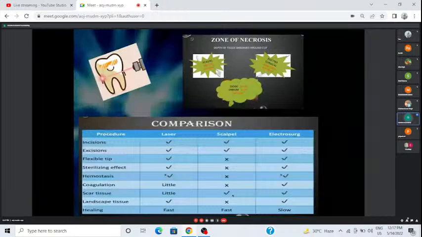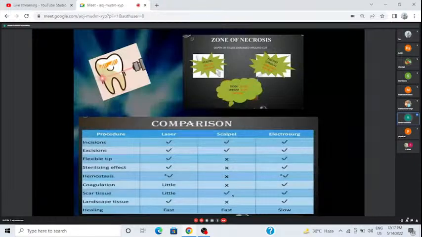Okay? So now, if we compare this laser with another procedure or another gadget which we use in our practice, electrosurgery, we find that laser has many more advantages over electrosurgery, like coagulation obviously is better in electrosurgery. That is why in all major surgery they use electrosurgery for coagulation purpose.